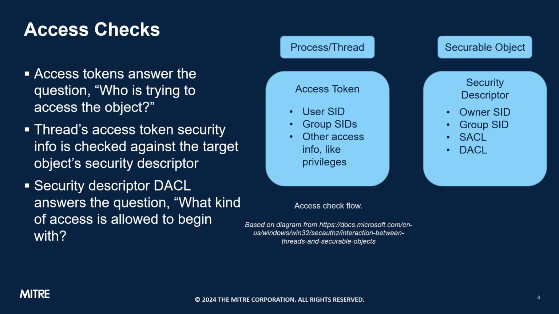Since the security descriptor's DACL describes what access rights are allowed or forbidden for given users and groups, the DACL answers the question of what access is allowed to begin with. As for what kind of access is being requested, Windows requires threads to specify upfront what actions they intend to perform on a secureable object. So now all that's left is to see if the requested access is allowed under the specified security context.